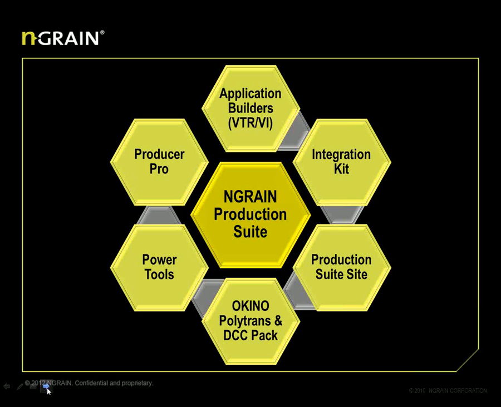As a bit of a summary, the NGRAIN production suite includes the various components you see here on the screen. So it includes Producer Pro, the application builders. It also includes the NGRAIN integration kit. The integration kit is designed for developers with JavaScript or VBScript experience to set up a two-way communication between their own application and the NGRAIN viewer, which is embedded inside.